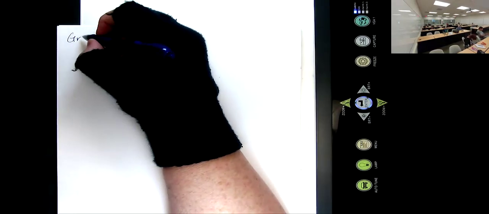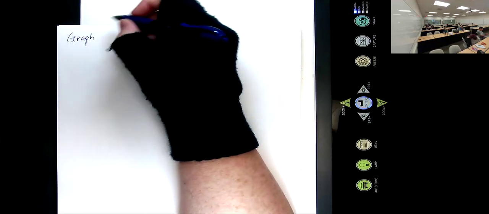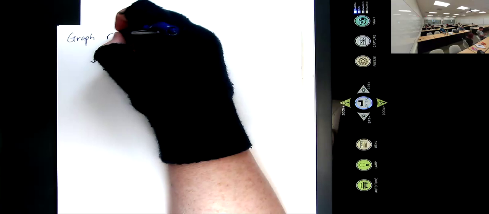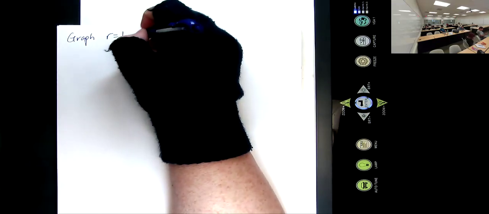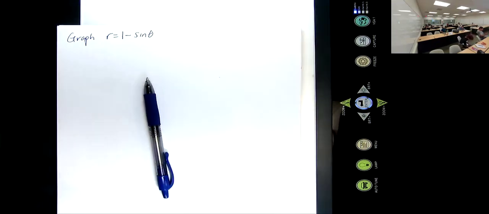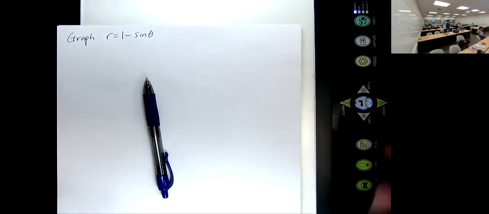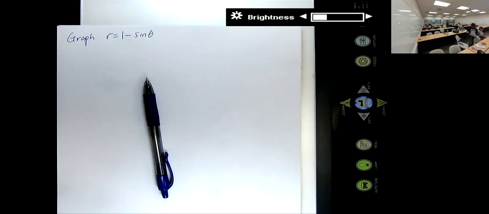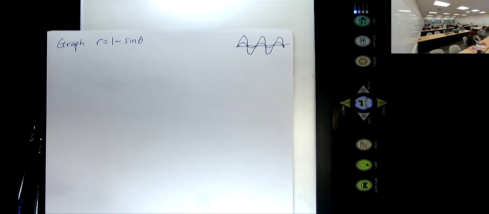Let's take a 10-minute break. This is going to take a little while, it's already 3:55. But what we're going to do is graph r equals 1 minus sine theta when we get back. It's pretty bright, turn on the brightness. Alright, so how are we going to draw this? Well.